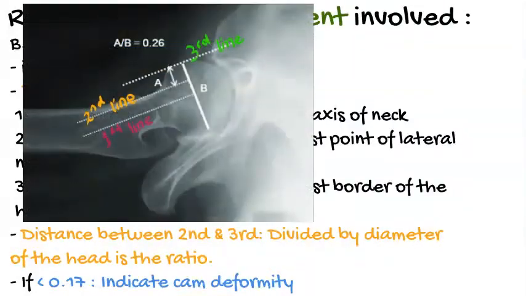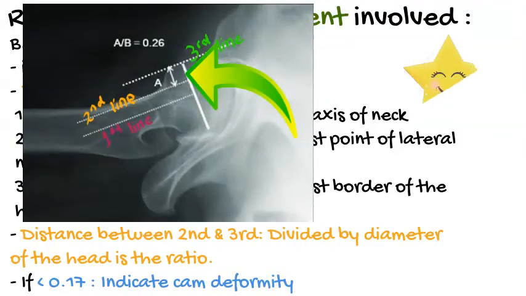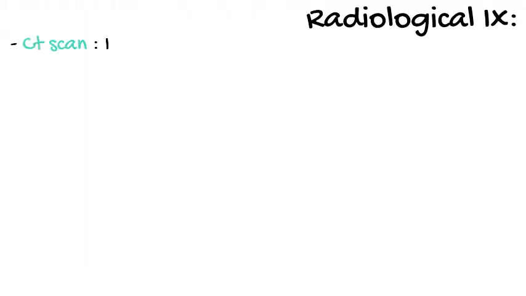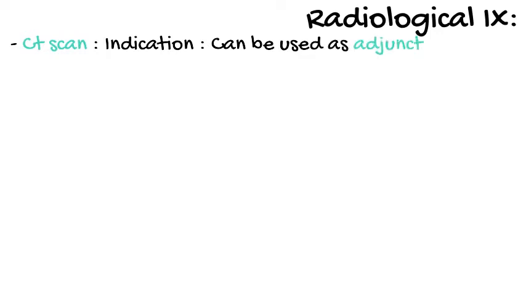The distance between the second and the third line is divided by the diameter of the head. It is the ratio that we want. If the ratio is less than 0.7, it indicates cam deformity. As illustrated by the picture, I highlighted where the first line, the second line, and the third line are in the illustration. So, additional radiological investigation, for example CT scan of the hip and pelvis.